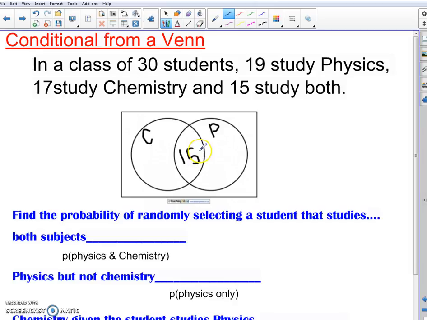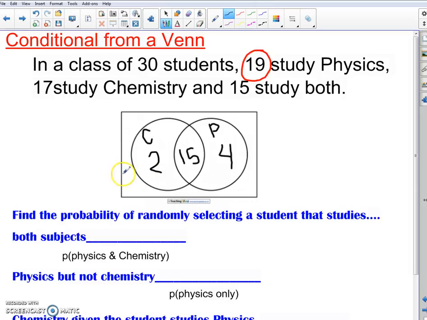Okay, and this is where we've got to be careful when we label. We know that 19 study physics total, so if we look at our physics circle, it should add up to 19. So since I have 15 in the center, I'm going to put a 4 over here because 4 plus 15 gives us those 19 students. And then we want to fill out the chemistry side. There is 17 total in chemistry, so if there's 15 in the center, we know that there's 2 left over, so that I've got 17 in chemistry.